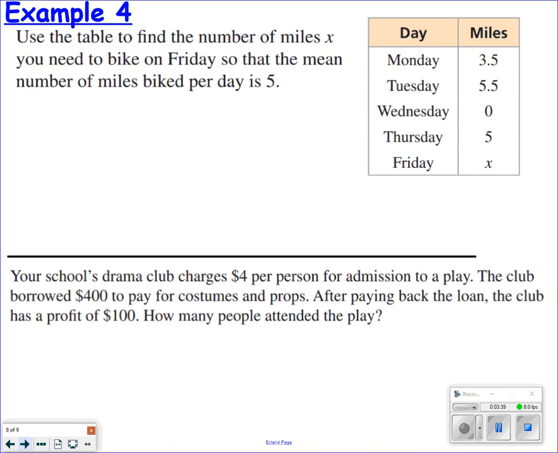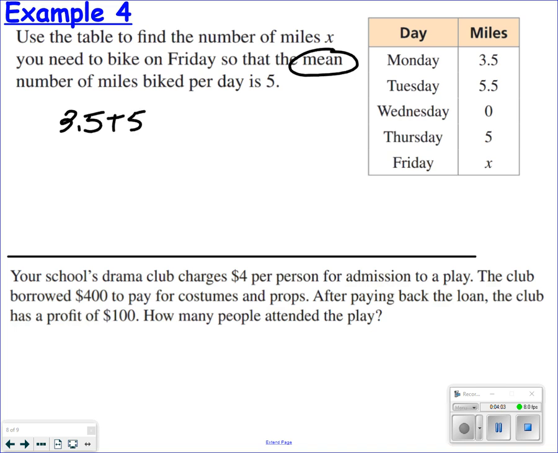Use the table to find the number of miles x you need to bike on Friday so that the mean number of miles biked per day is 5. Now they're throwing another term at you that you may or may not know, the word mean. That does not stand for being angry, or being mean to somebody. This mean is average. So I want the average number.